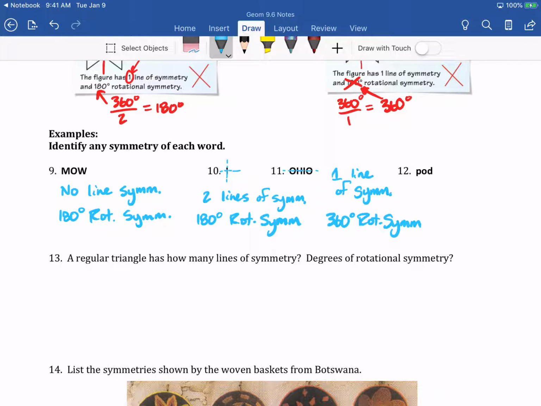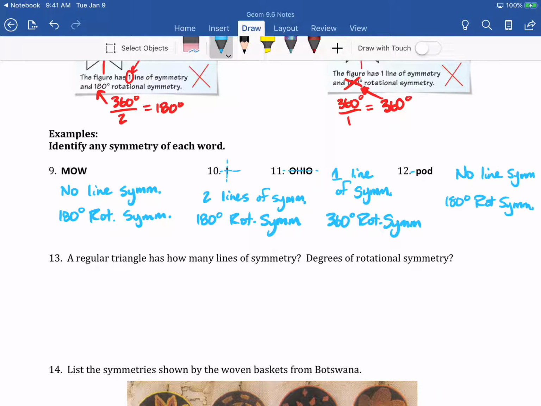All right, and the word pod. I don't think I can draw a line through it because it's going to be different on the top and the bottom. But it does have rotational symmetry. If you tip your paper over, the word pod still says pod, even if you tip it upside down. So even though there is no line symmetry, it does have 180 degree rotational symmetry.